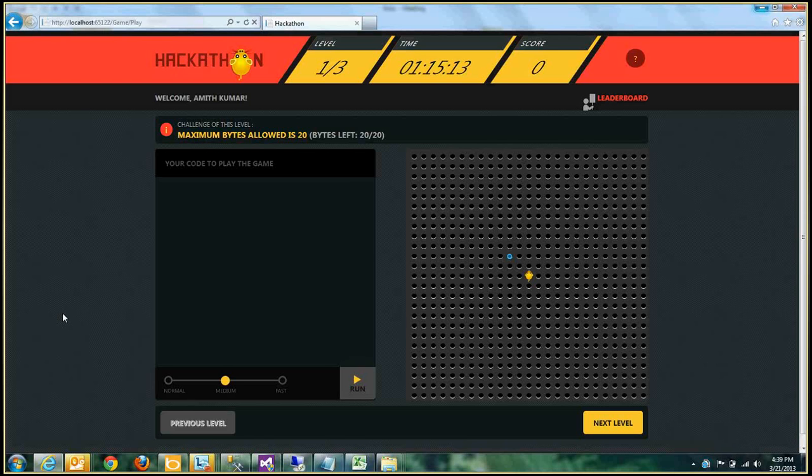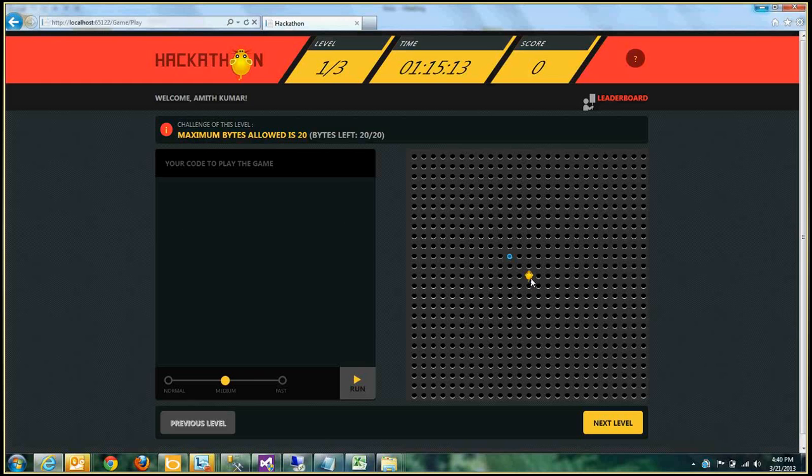So right, let me quickly tell you about the actual game itself. This game has this canvas. Okay, this is a multi-level game. For example, here what I can see is that there are 3 levels and I'm at level number 1.